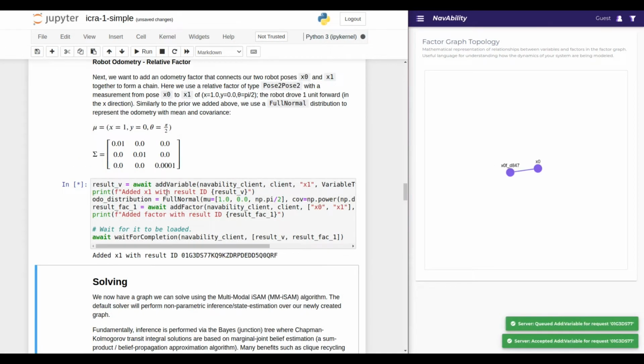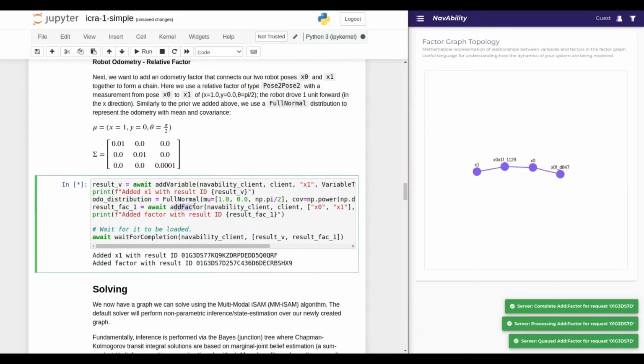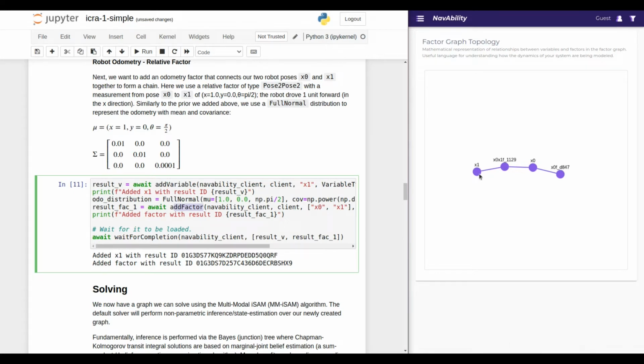To demonstrate a relative factor, in this case our robot's odometry, we first have to add our new variable for pose x1. Then we can add a factor that connects our two robot poses x0 and x1 together to form a chain. Here we use a relative factor of type Pose2Pose2, with a measurement from pose x0 to x1.